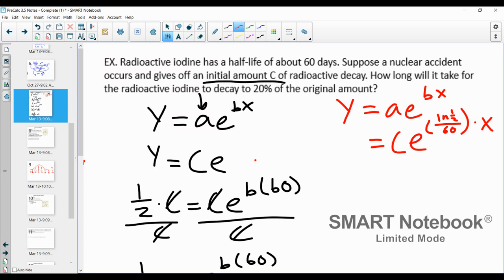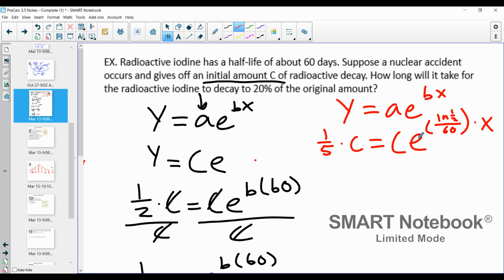What I'm looking for this time, because really what I'm going to try to solve for is my X value, is the amount of time it's going to take for us to reach 20% of the original amount of radiation. And remember, C represents my initial amount of radiation. So my output is 20% of C. A way to write that would be 1/5 times C. So again, I'm setting up a very similar equation here. My output I want to be 1/5 of my original amount. My C is my original amount. E is the E. We have this value for B, and we're looking for X.